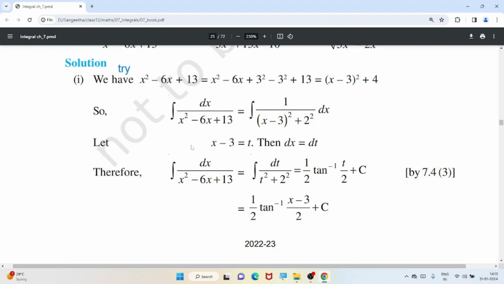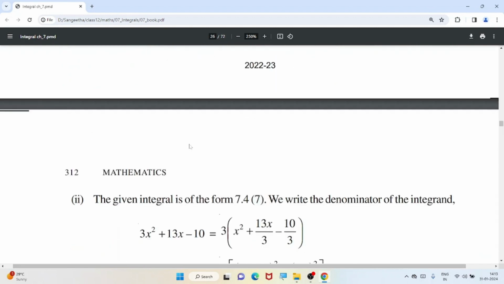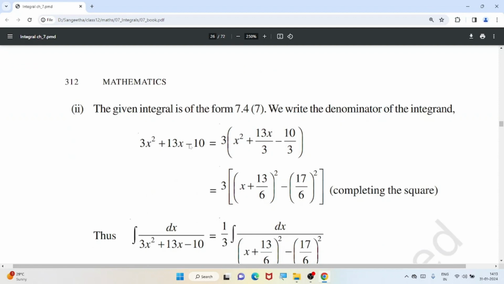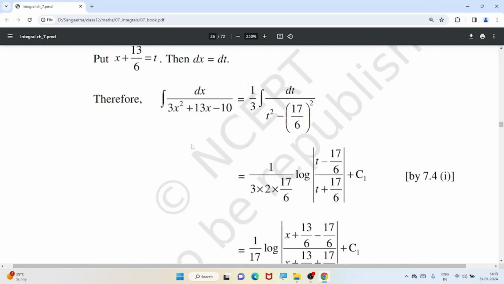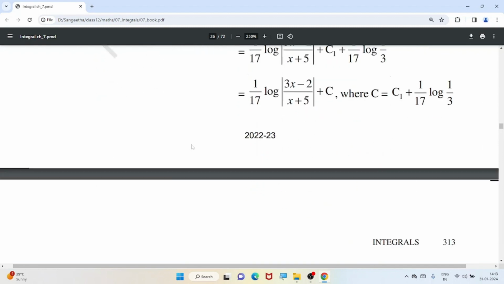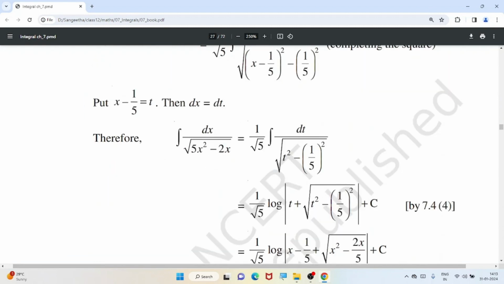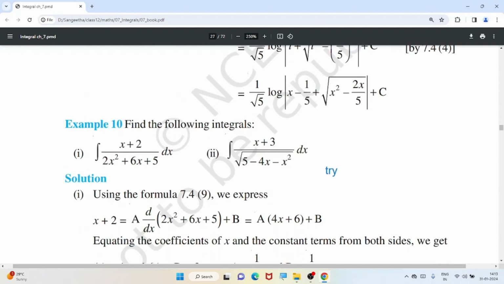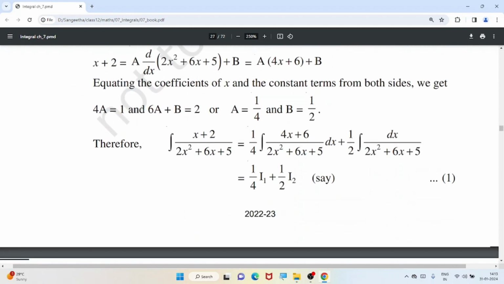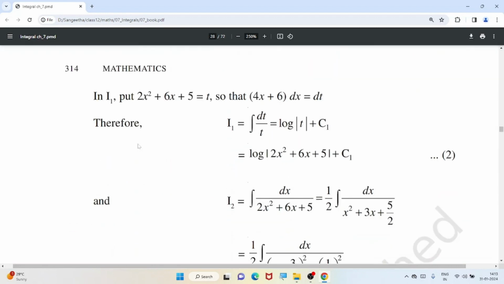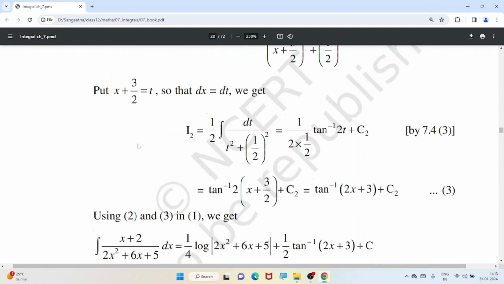How they are substituting, you see. You can try out this. They have given the solution, but you can try it out yourself. First you go through how they solved it, then you try yourself.